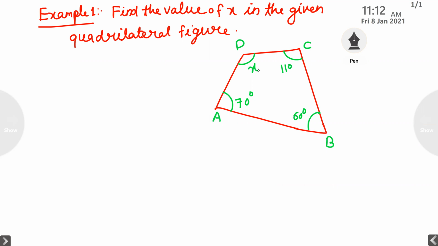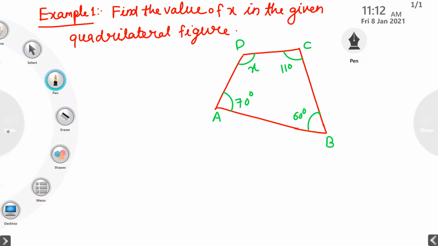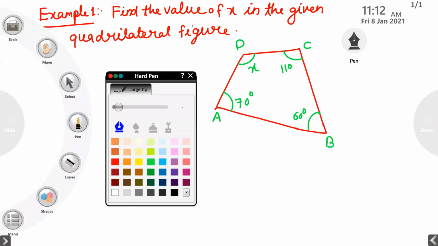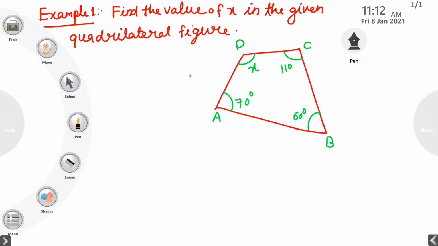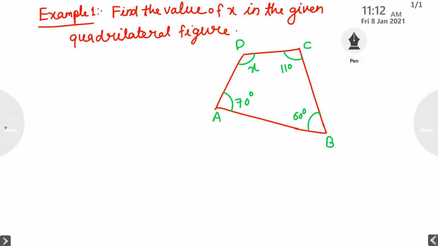I want to find out the value of x. Just now we learned where we will apply this angle sum property of quadrilateral. If we know three angles and the fourth angle I want to find out, then we can apply the angle sum property of quadrilateral. What is the angle sum property of quadrilateral? Sum of interior angles equals 360 degrees. I want to add all interior angles. You can start from anywhere.